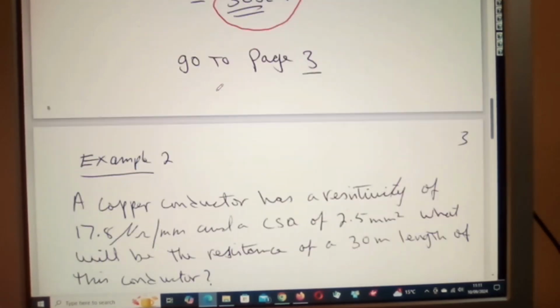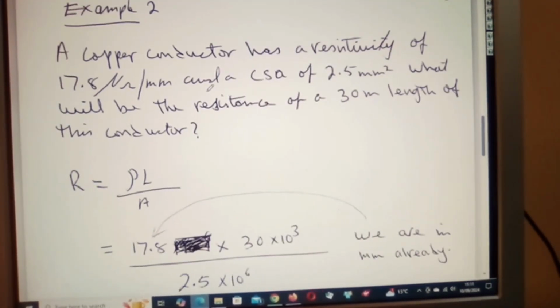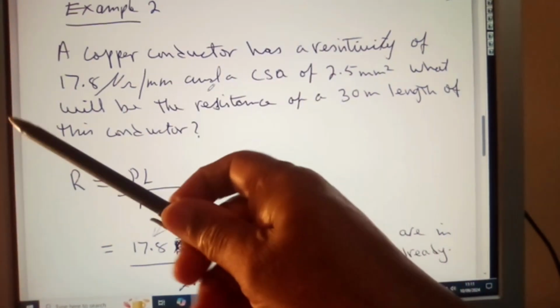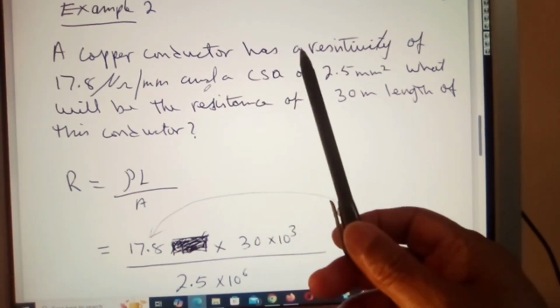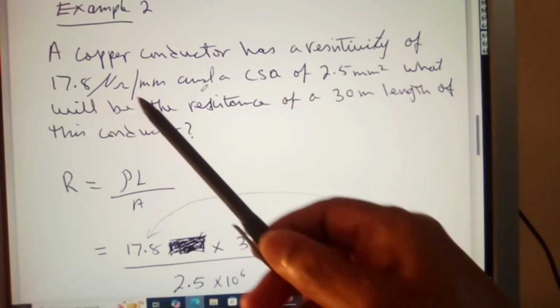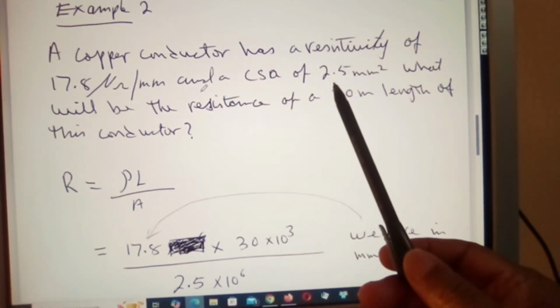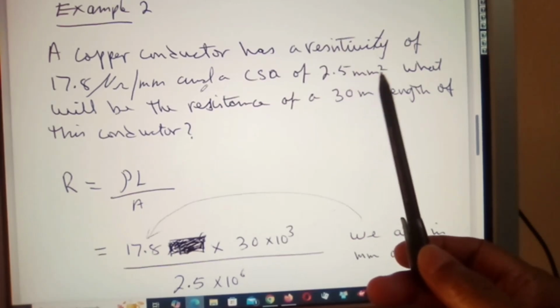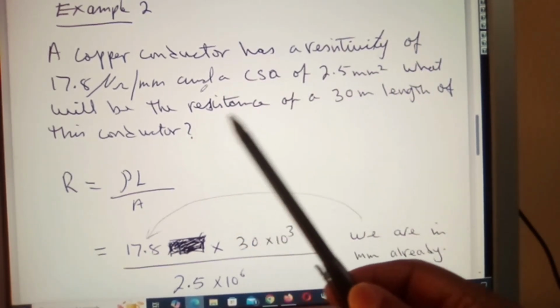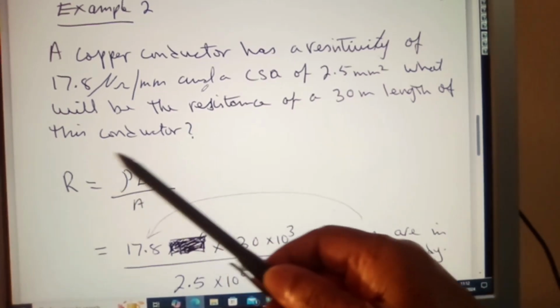Okay, and there we are. Now again, example 2: a copper conductor has a resistivity of 17.8 microohms per millimeter and a cross-sectional area of 2.5 millimeters square. What will be the resistance of a 30-meter length of this conductor?